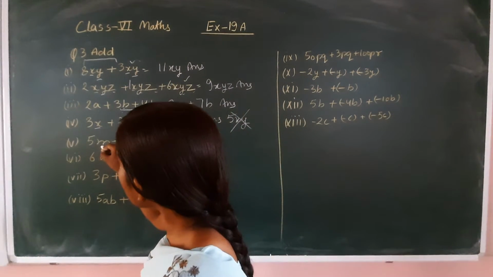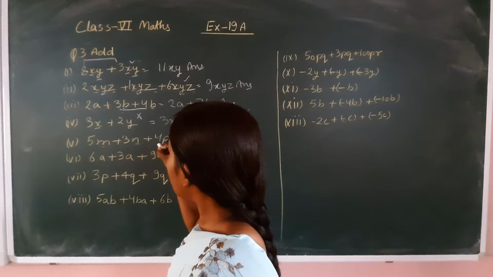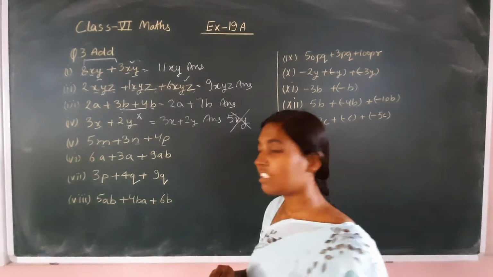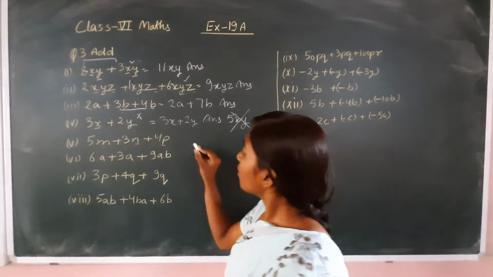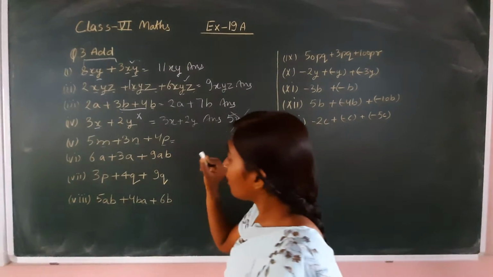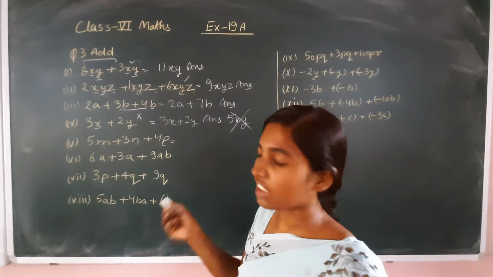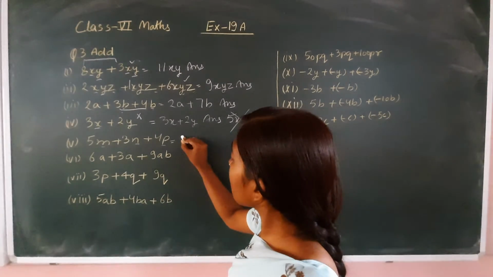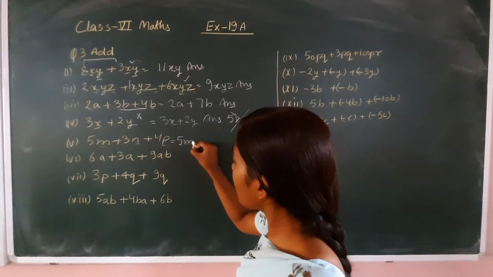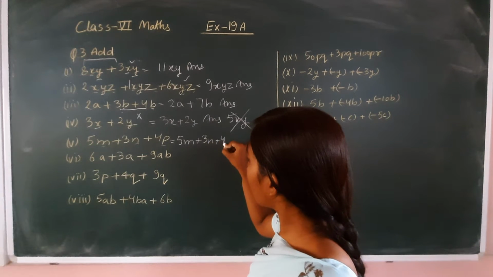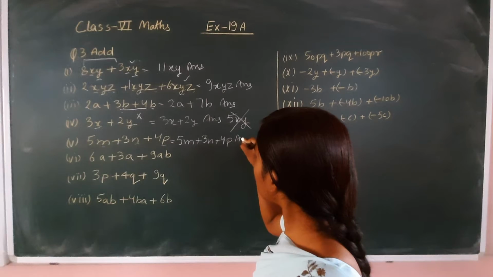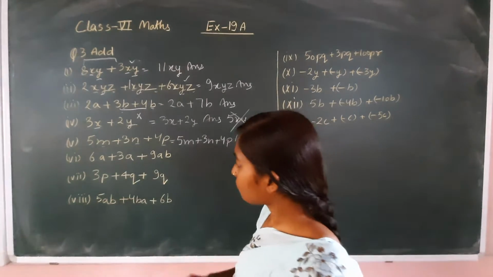Now come to this. Here is m, but here is n and here is p. And there are no like terms which we can add or subtract. So what will happen? Nothing will get added, nothing will get subtracted. The answer will be as it is, 5n plus 3n plus 4p. Simply this is the answer.